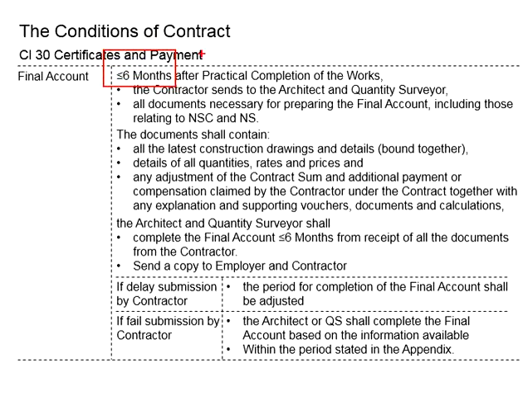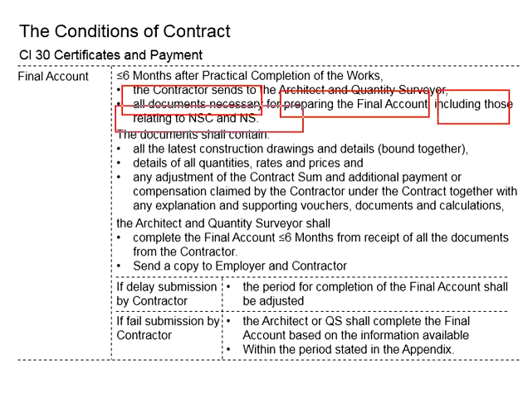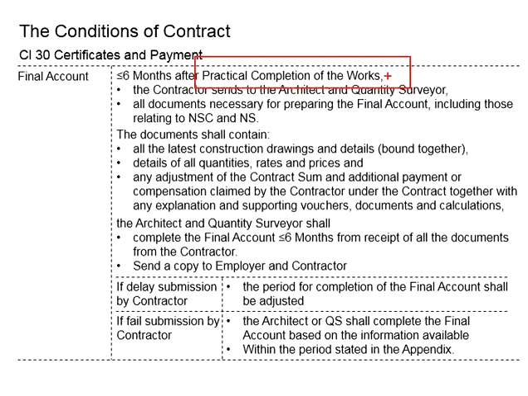Within 6 months after the practical completion of the work, the contractor should send to the architect and the quantity surveyor all the documents necessary for the preparation of the final account, including those related to the nominated subcontractor and nominated supplier. You know that at practical completion, all the work has already been completed.